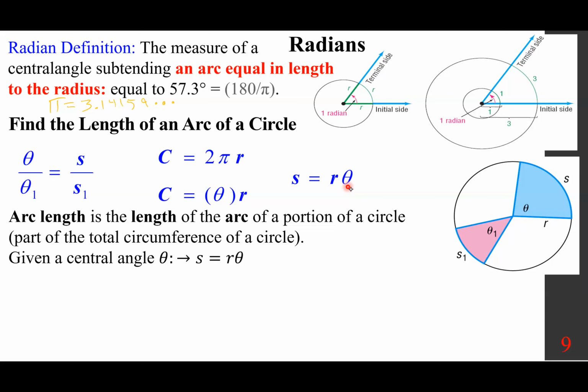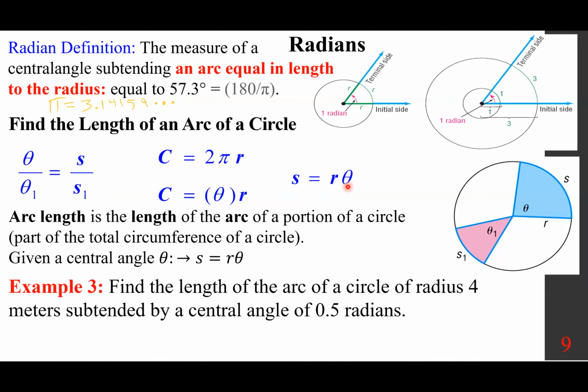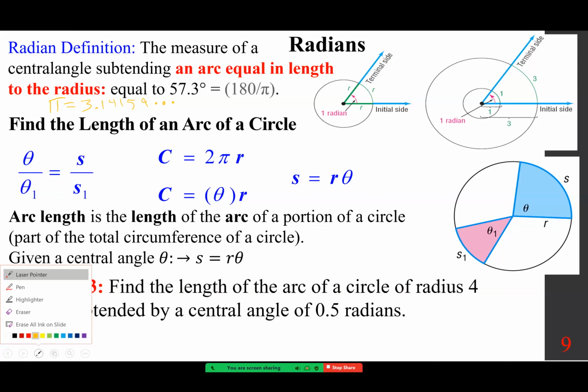S equals r theta. And so with that being the case, we want to find the length of an arc of a circle of radius r. So r is given as 4 meters subtended by a central angle of 0.5 radians. So theta is given as 0.5 radians. So basically S equals r theta. S equals r times theta. And it's important when you do word problems, you want to write the given. So in this case, it's pretty obvious. So if you didn't, that would be fine. But so this is r.